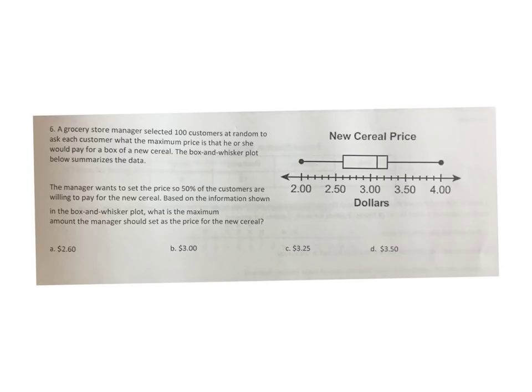The next question says, a grocery store manager selected 100 customers at random to ask each customer what the maximum price is that he or she would pay for a box of a new cereal. The box and whisker plot summarizes the data. The manager wants to set the price so 50% of the customers are willing to pay for the new cereal. Based on the information shown in the box and whisker plot, what is the maximum amount the manager should set as the price for the new cereal?